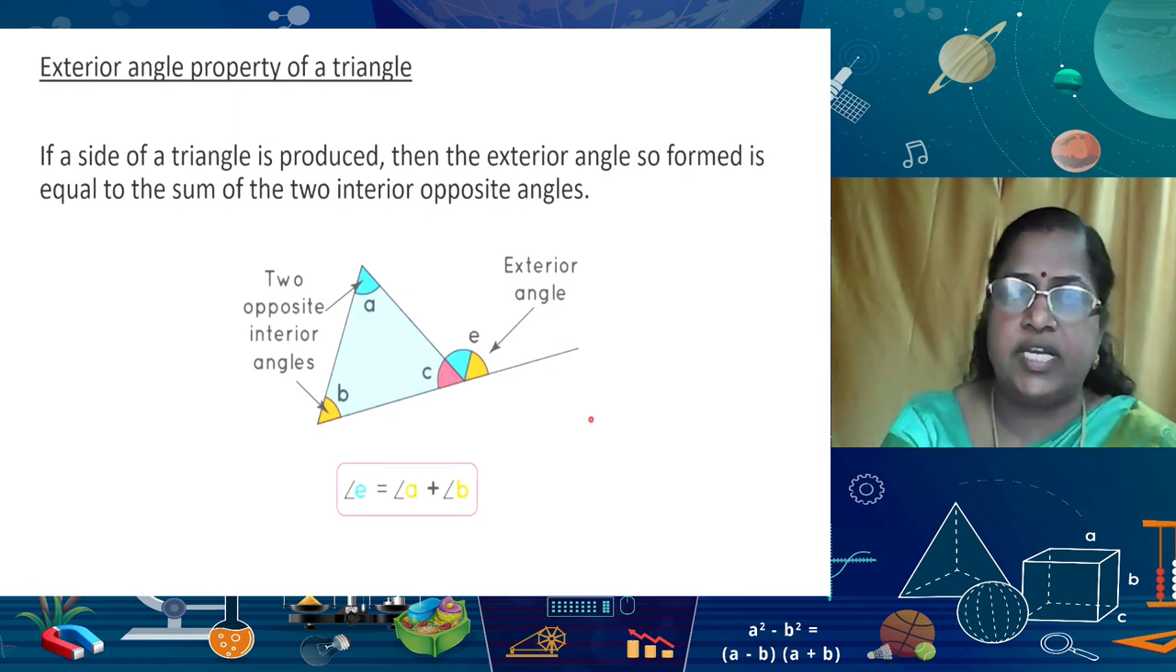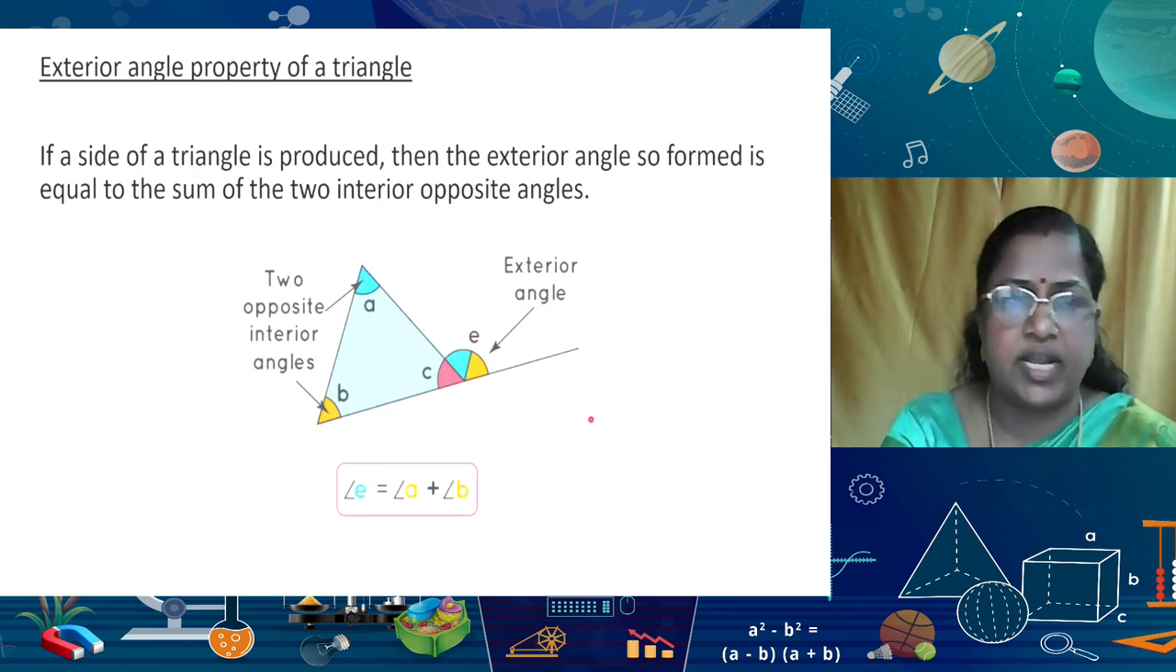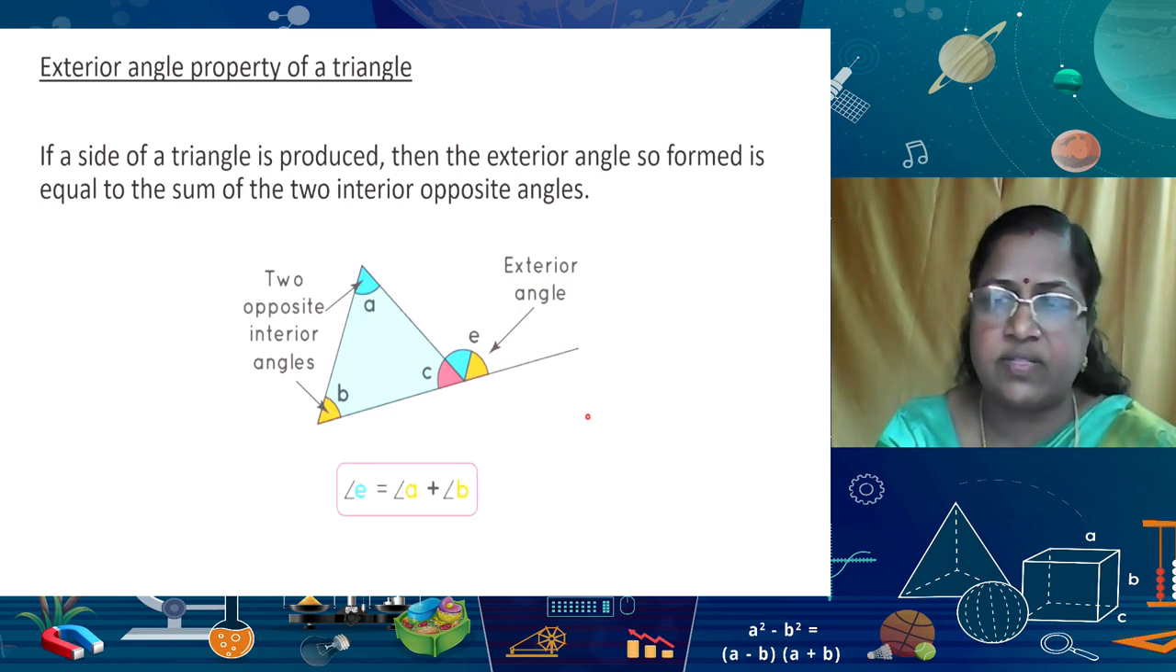Now, the next property is the exterior angle property of a triangle. This also you have studied. Exterior angle means when we extend one side of a triangle, we get an exterior angle. There are three exterior angles in a triangle. So what is this exterior angle property? If the side of a triangle is produced, then the exterior angle so formed is equal to the sum of the two interior opposite angles. That is, in this figure, we can see angle E, an exterior angle, equal to the interior opposite angles, that is angle A plus angle B.